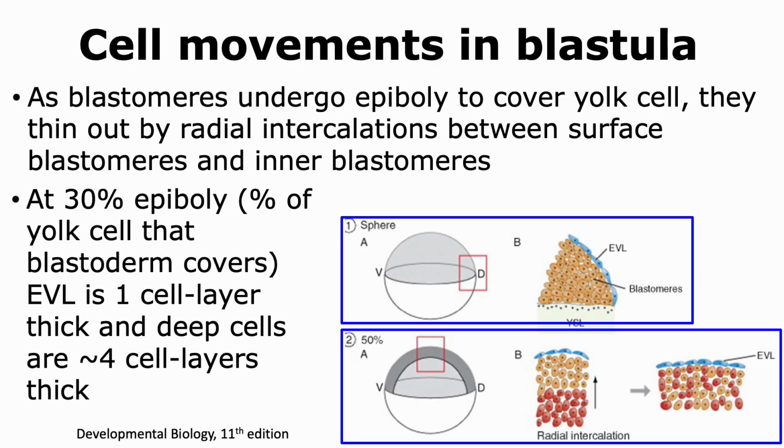Now at 30% epibole, and in the case of zebrafish, the progress of the cell movements is denoted in terms of a percentage of epibole. A 30% epibole basically means that the percent of the yolk cell that the blastoderm covers is 30%. And in this stage, the EVL is 1 cell layer thick, while the deep cells tend to be about 4 cell layers thick. And thus, we can now already see that the EVL has become one sheet, and the deep cells have started becoming thinner.